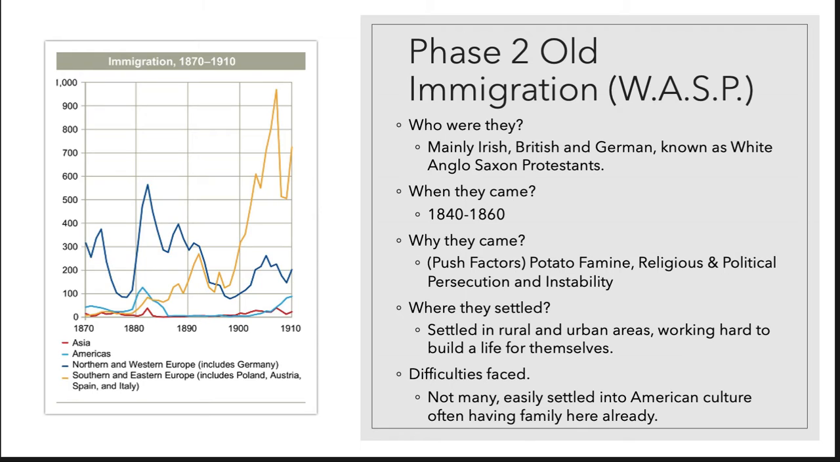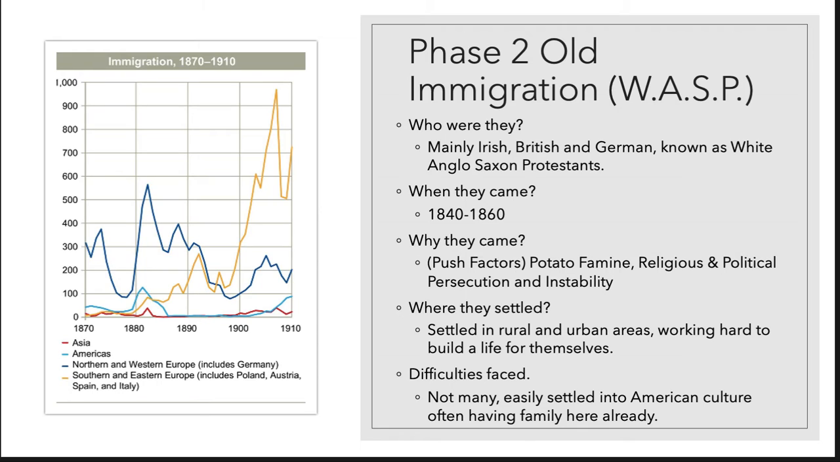So I want you to take a peek at the map that we see there, because this is going to highlight where we're going next. This is going to be immigration from 1870 to 1910, which is the second industrial revolution, the Gilded Age that we were talking about. Now, in the beginning, that period of 1870 to 1890, you're going to see Northern and Western Europe, which includes Germany, be really the peak of immigrants coming to the United States.